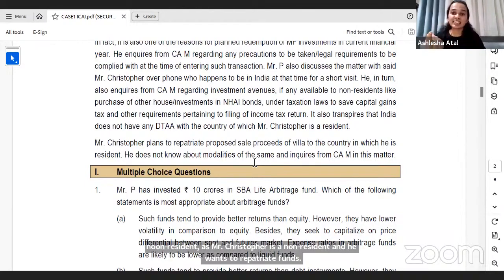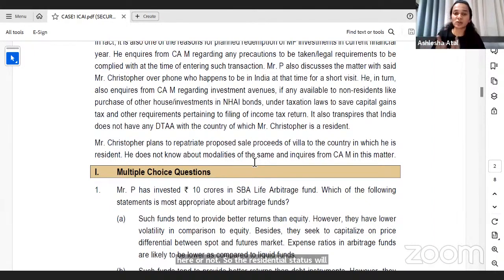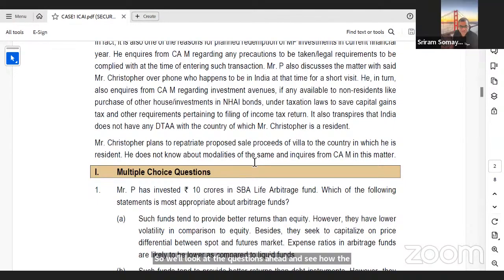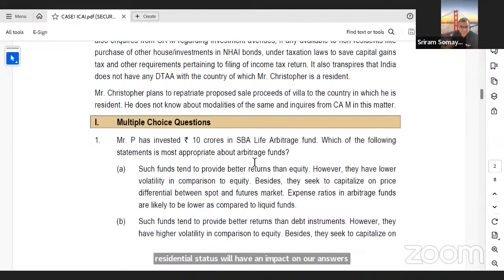So the residential status will play importance not only for tax purposes, but also when you answer the question according to FEMA. So we'll look at the questions ahead and see how the residential status will have an impact on our answers. Absolutely. So let me take the first question.